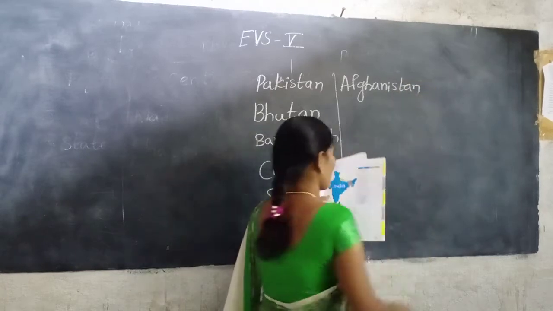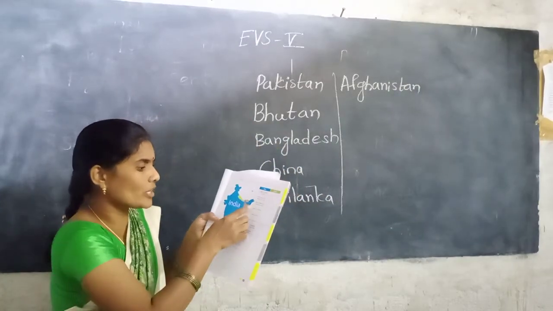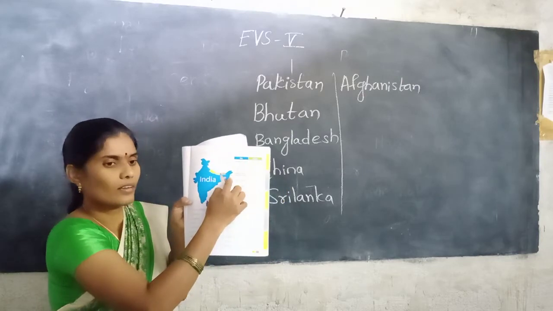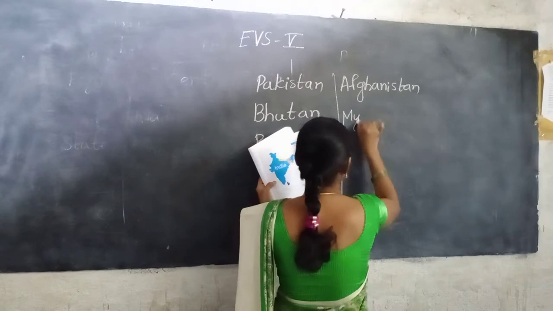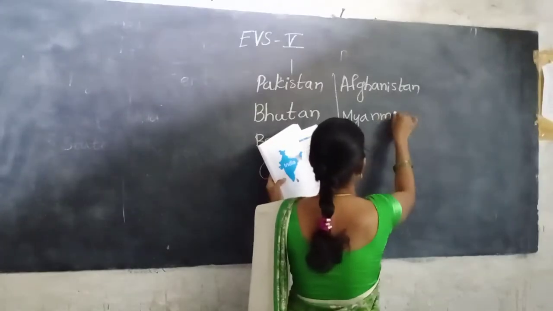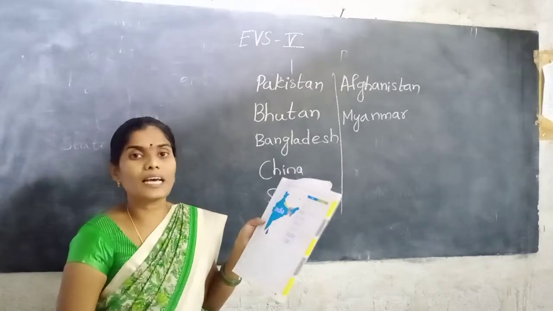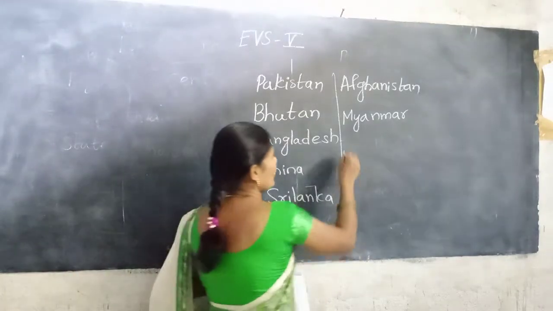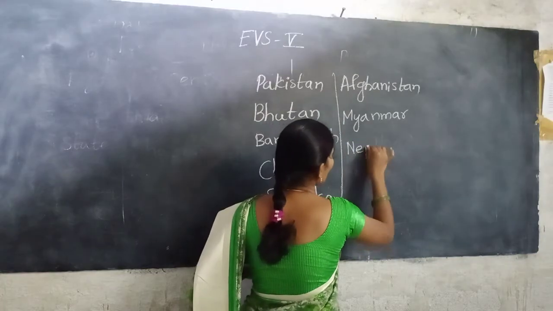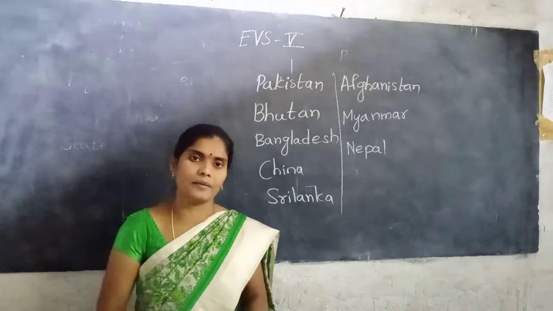Next, the borders of Nagaland and Manipur states are here. Myanmar. Write down Myanmar. Next, Himalayan kingdom. Himalayan kingdom is Nepal. Nepal is covered with the Himalayas, so it is called the Himalayan Kingdom.